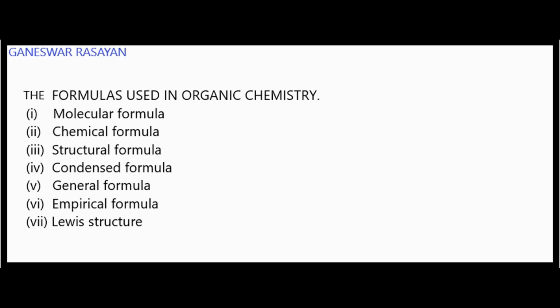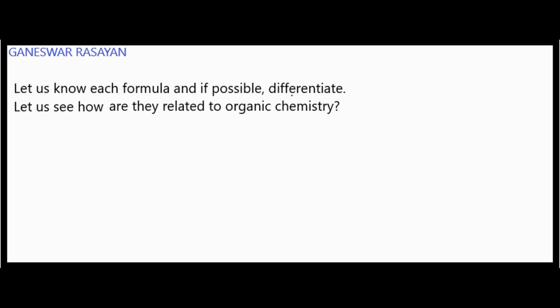They are: 1. molecular formula, 2. chemical formula, 3. structural formula, 4. condensed formula, 5. general formula, 6. empirical formula, 7. Lewis structure. Let us know about each formula and differentiate if possible. Let us see also how they are related to organic chemistry.